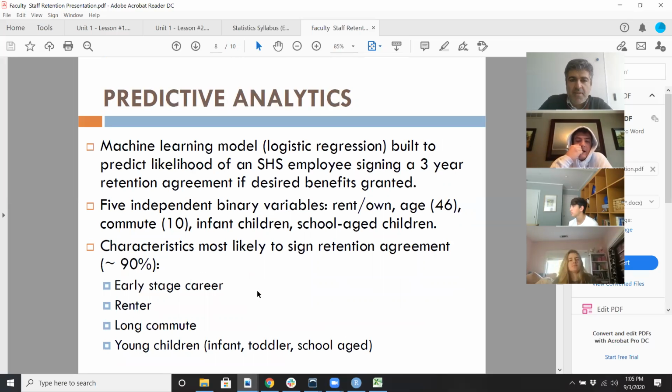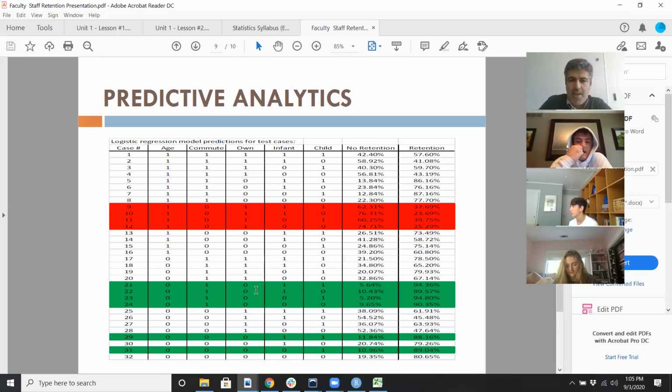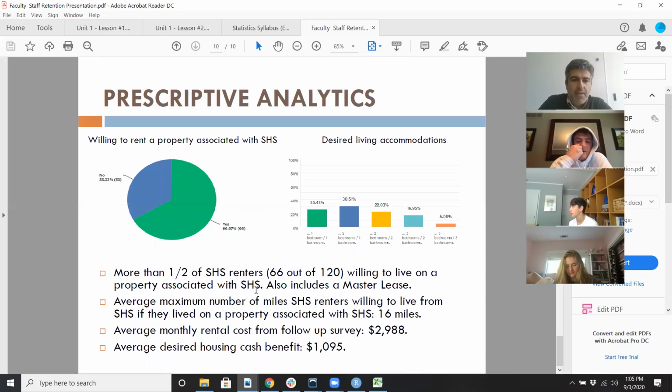But see, this is all statistics and machine learning. Machine learning stuff is actually a little bit confusing. I'm not going to get into that just yet. But again, we look at more data, right? And so I call this prescriptive analytics. So here I was prescribing to our administration, to our board, hey, what do we need to do to keep our employees here?